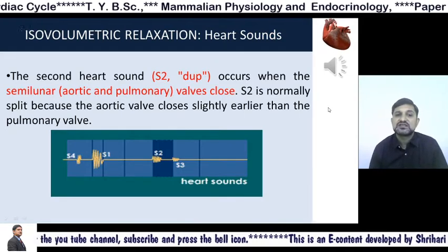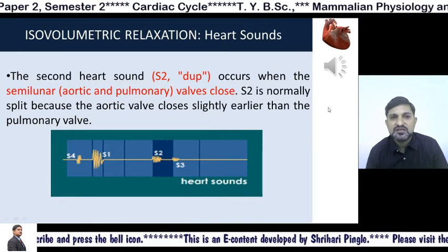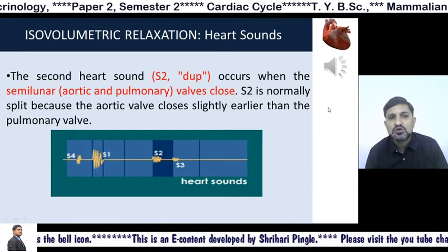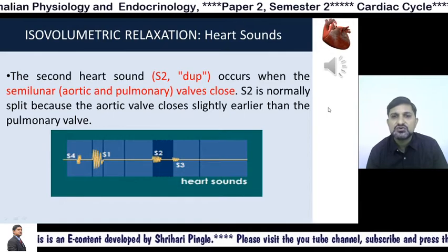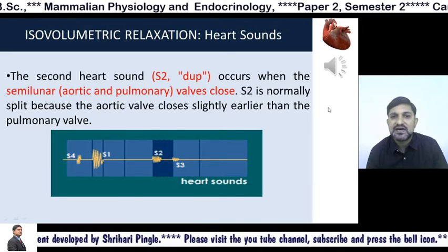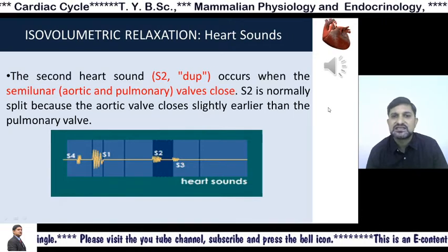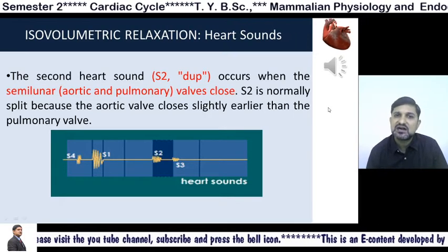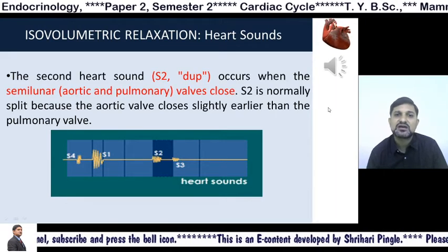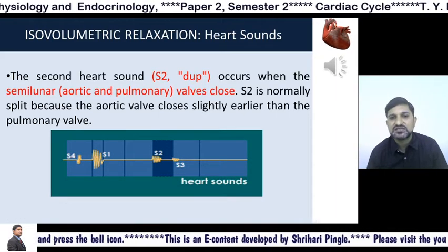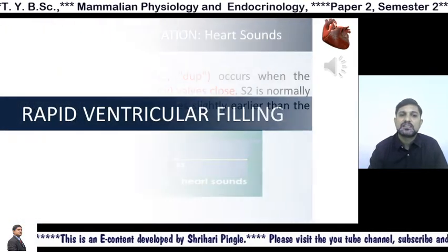And there is this second heart sound which appears. And this is because of the closure of the semilunar valve. So S2 is called as dup. So first heart sound S1 is called lub, and the second heart sound S2 is called dup. The remaining two heart sounds, S3 and S4, are the abnormal heart sounds.